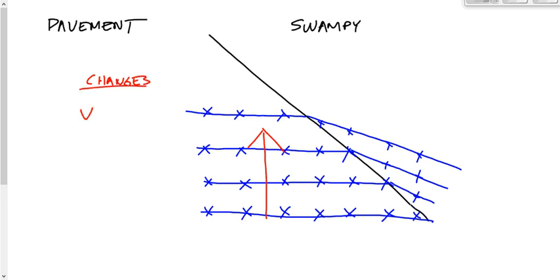What else changed? The direction changed, right? The way the wave was going, the direction changed. What else changed? Look at the length of the wave here. Look at the length of the wave here. What else changed? The wavelength. What didn't change?